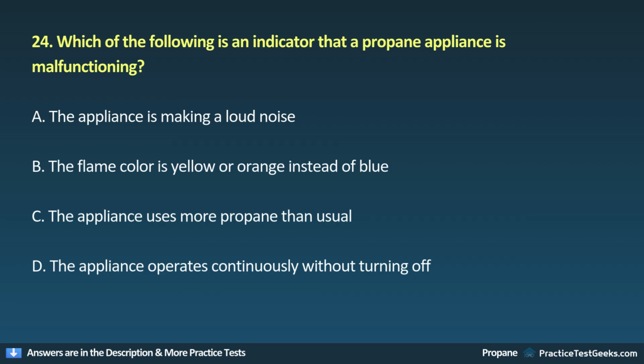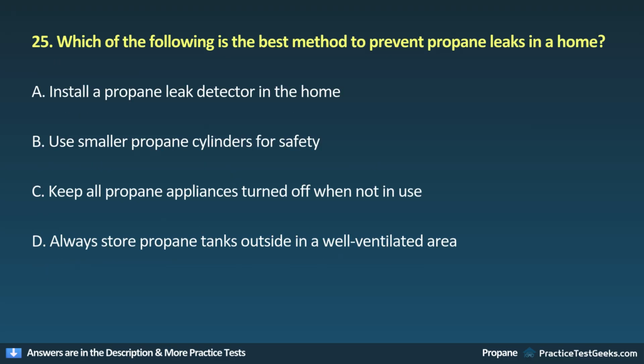A. The appliance is making a loud noise. B. The flame color is yellow or orange instead of blue. C. The appliance uses more propane than usual. D. The appliance operates continuously without turning off. 25. Which of the following is the best method to prevent propane leaks in a home?